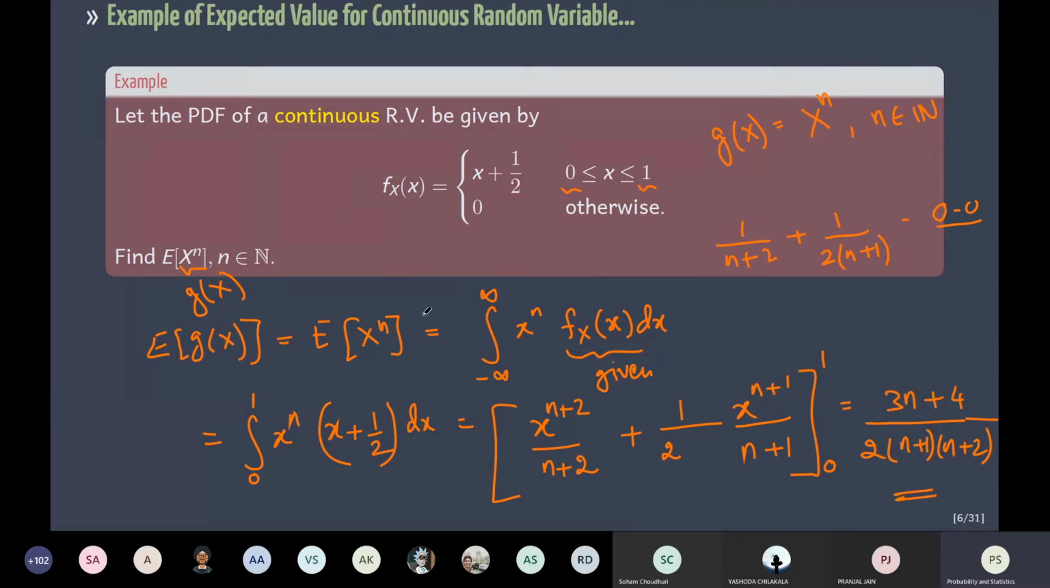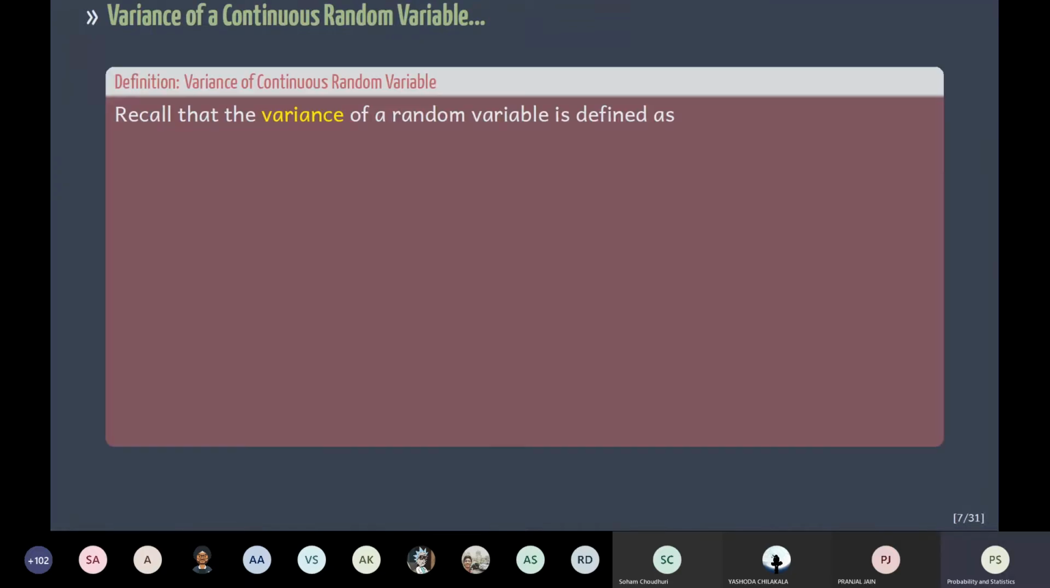The takeaway from this example is that we can compute the expectation of a function of a random variable. That's what we did here. The function was g of x, which is x to the n, a power of the random variable. That's an example. Now let us see the variance of a continuous random variable.